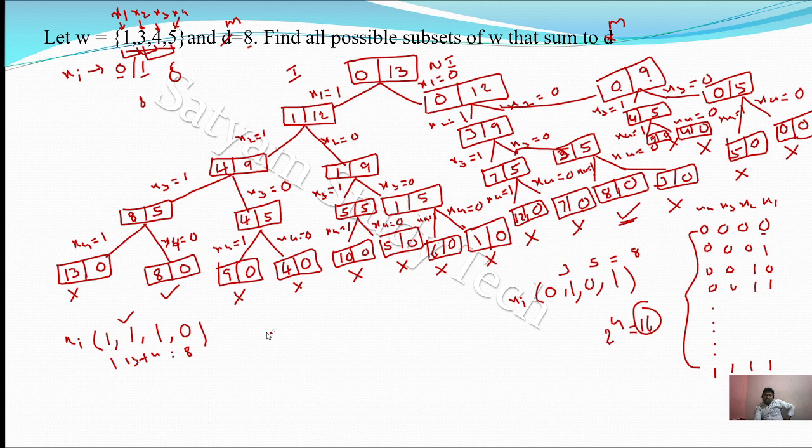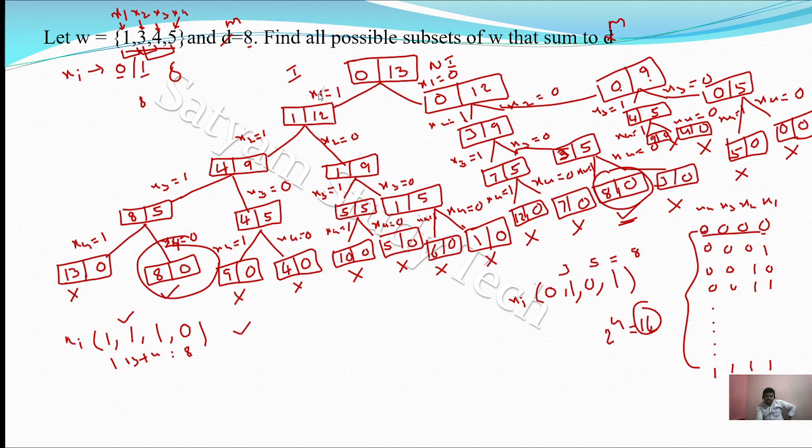So two solutions are there. This is one solution, another one is this, the other solution. The leaf nodes are 16, so that is either not included. You can see here x1 is not included, x2 is not included, x3 is not included, x4 is not included, that is all are 0.